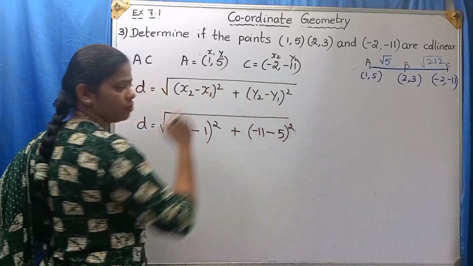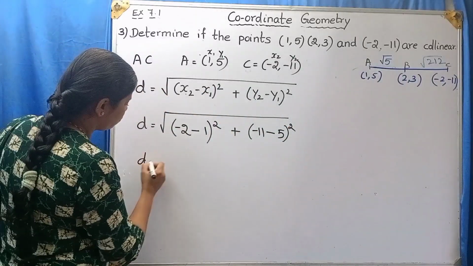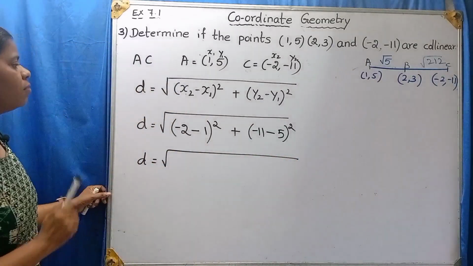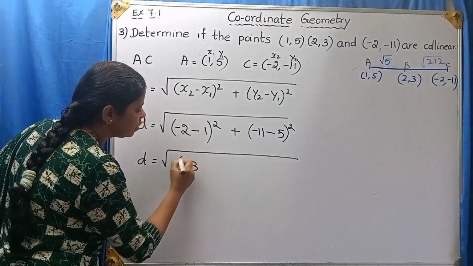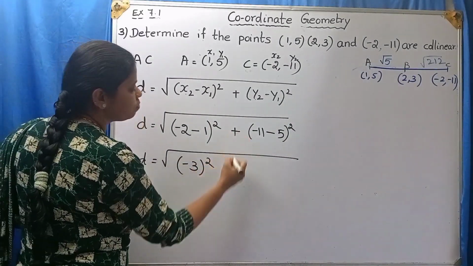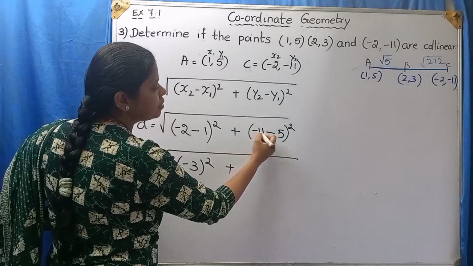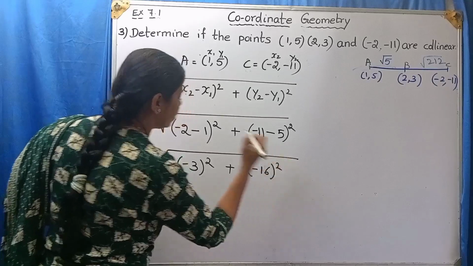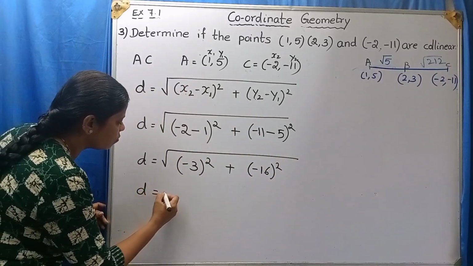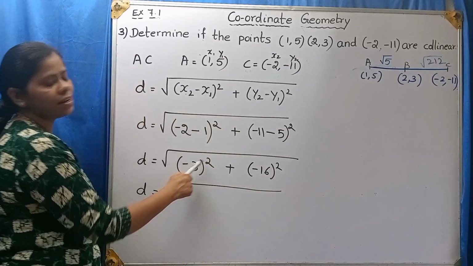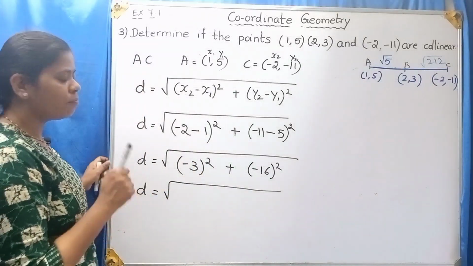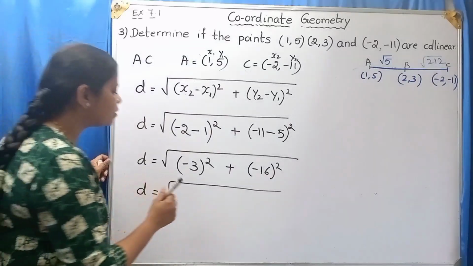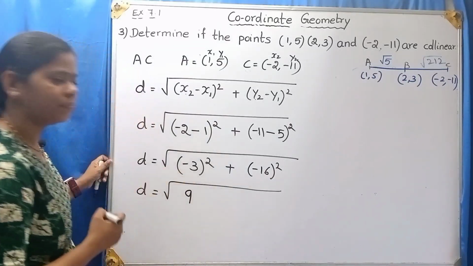The whole square. Okay. D is equal to square root of minus 2 minus 1 is what? Minus 3. Minus 3 the whole square. For this plus, let us write plus. Minus 11 minus 5 is what? Minus 16. The whole square. Okay. D is equal to square root of minus 3 the whole square. Means what? Minus 3 is present 2 times. Minus 3 into minus 3 is what? Plus 9.